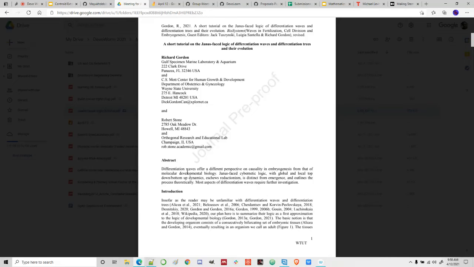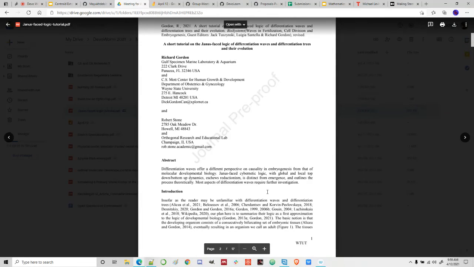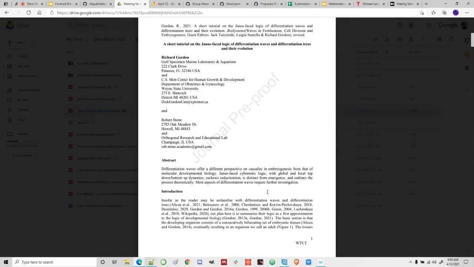And so, the abstract says differentiation waves offer a different perspective on causality and embryogenesis from that of molecular developmental biology. So, going back to Krishna's thing about causation and correlation, we also deal with causality, and of course, causality is a minefield in and of itself. But in this case, we look at the embryo and we have a lot of the genetic networks mapped out and things like that, but we still don't understand maybe the causality at the level of the cell. And so this gives us a framework to think about that.